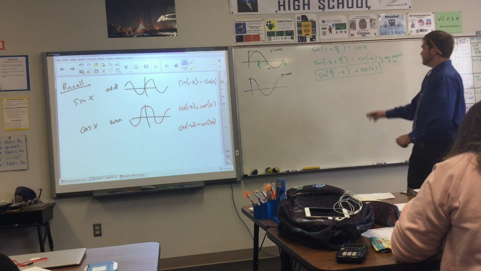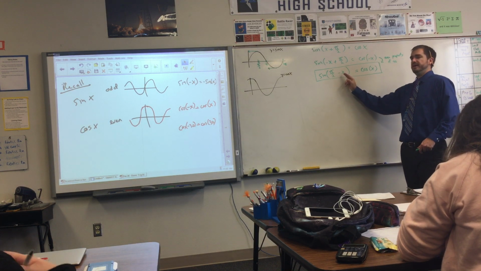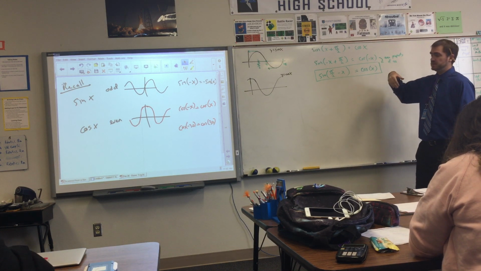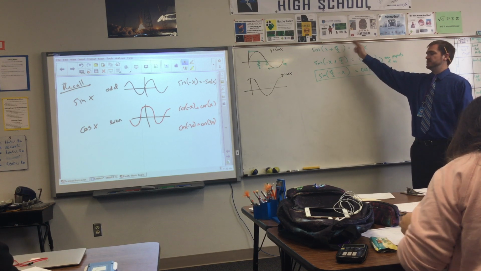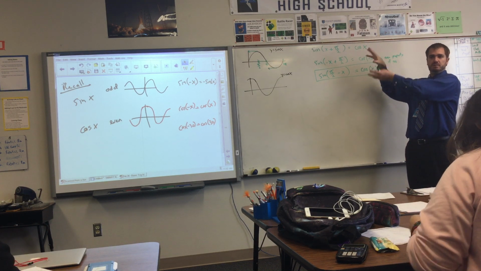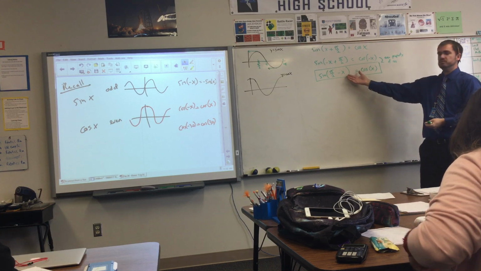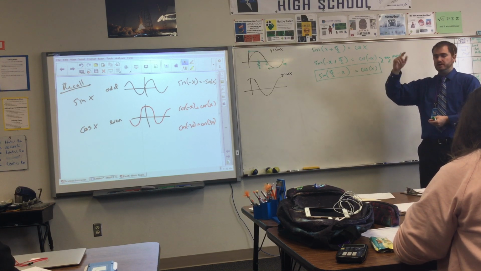Now you might say, why in the world are they writing this sine of pi over 2 minus x? It seems kind of like a weird way. Personally, I like it the way that it is up here because it very clearly shows the shift. You know what I mean? But there is a reason why we write it like this. I'm going to show you why that is now.